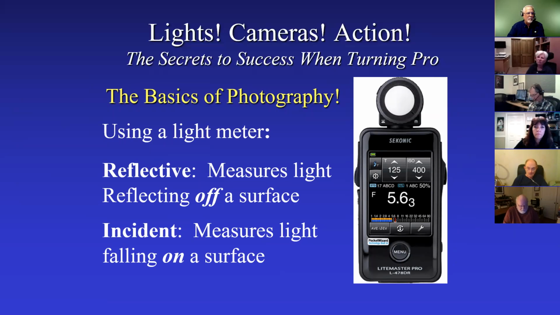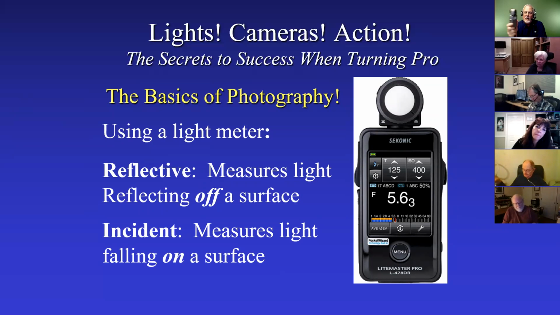So the handheld meter is an incident meter. It measures light falling on the subject, where your camera meter is a reflected meter. It measures light reflecting off of your subject. So let's do some little basics about meters here. I'm going to change camera views. Well, before I do that, I have a couple of different meters with me.